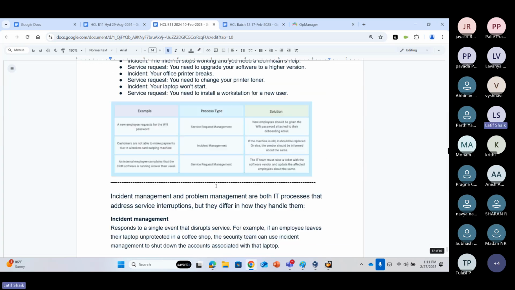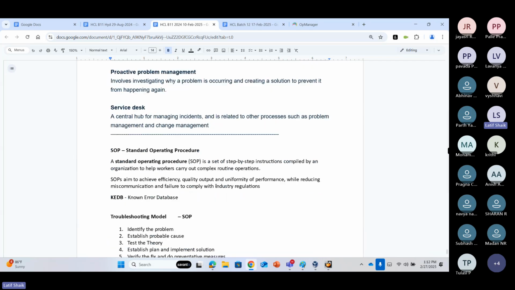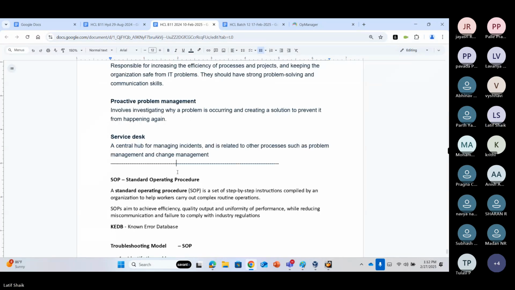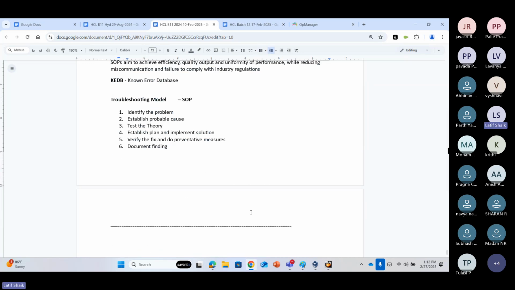Guys, understand what is event, what is alert, what is incident, what is problem management, change management, and what is service request.